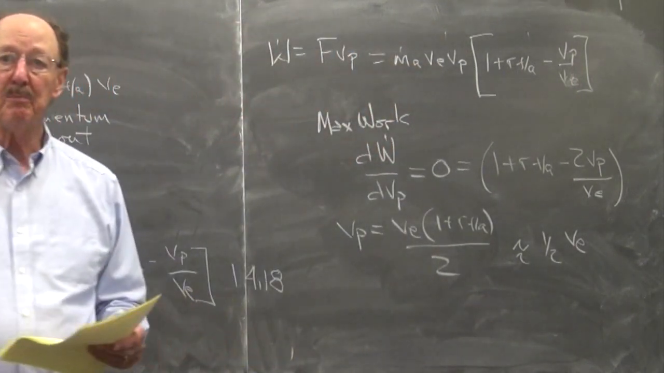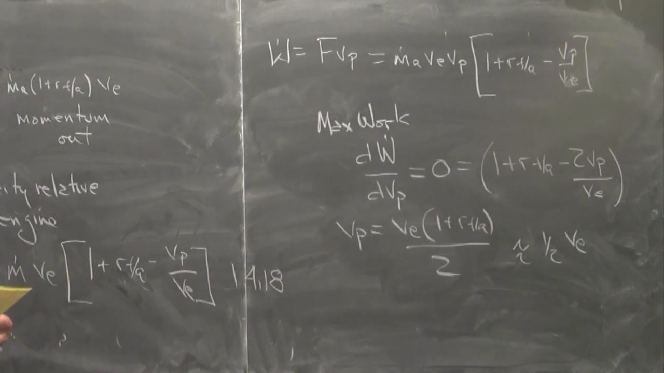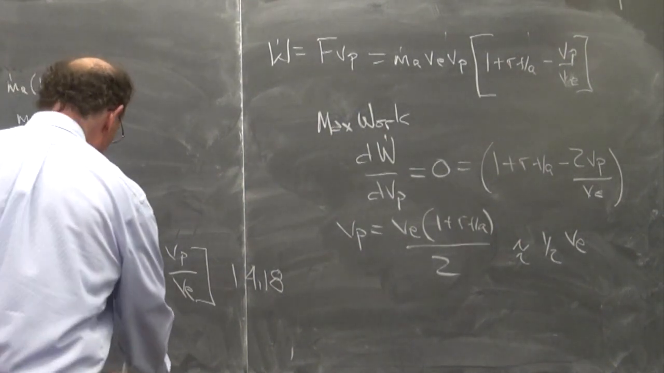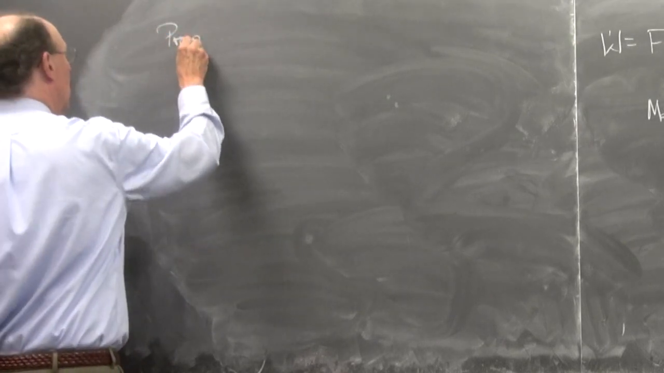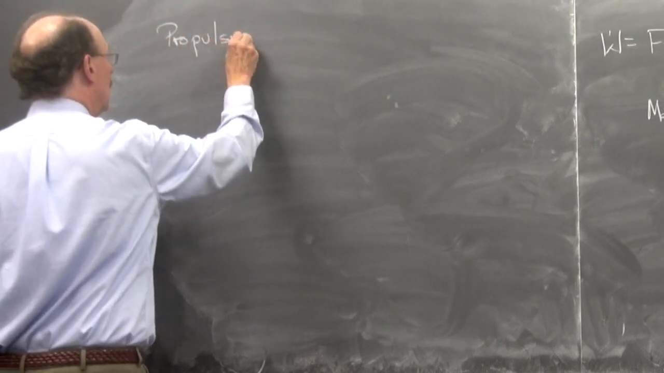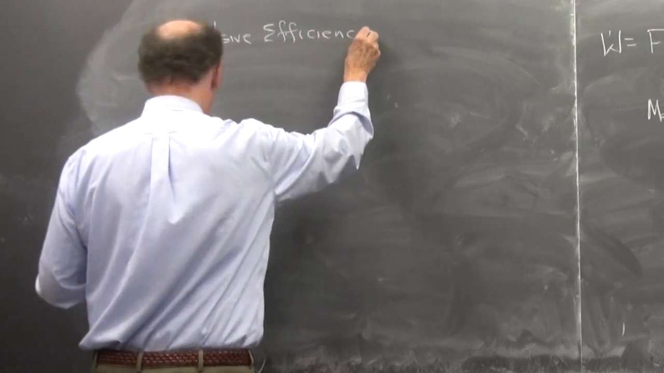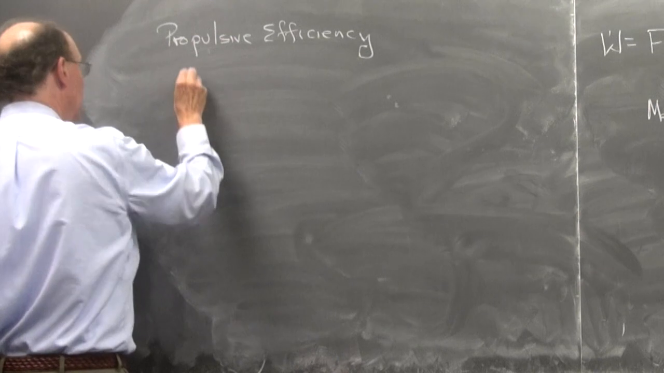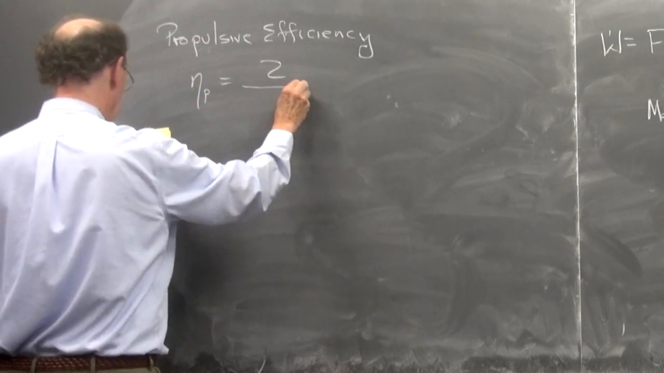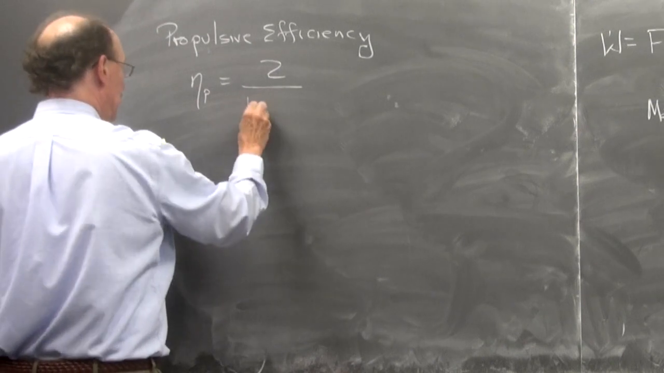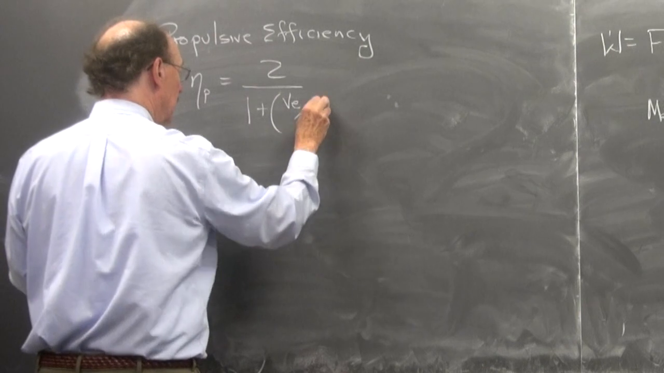They have terms called propulsive efficiency, so there are a couple of other terms we'll mention and look at, and then we'll do an example of a problem with this. Eta sub p is equal to 2 over 1 plus v sub e over v sub p.